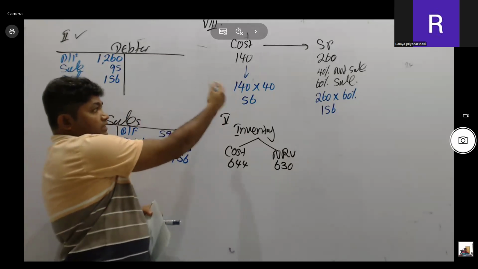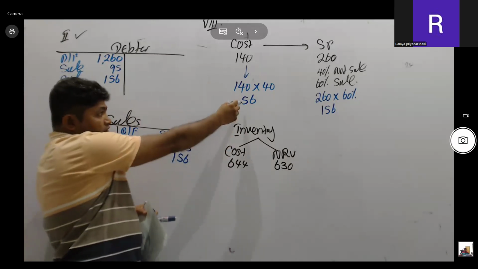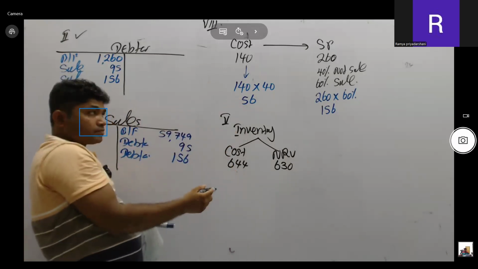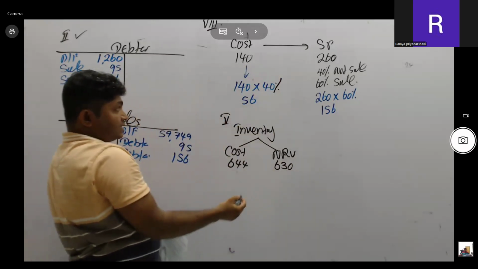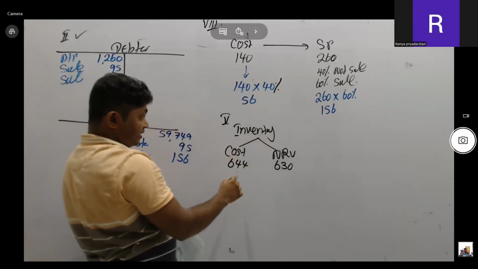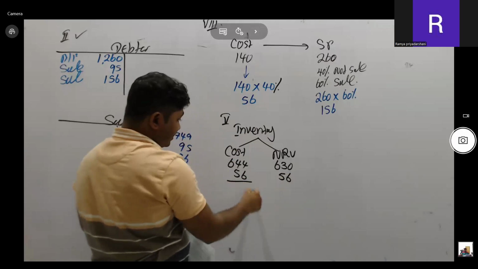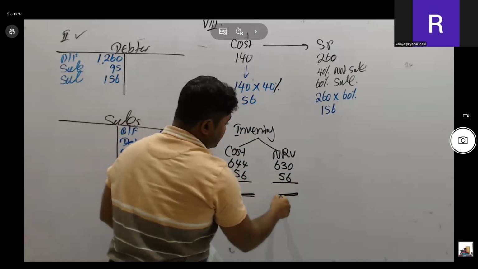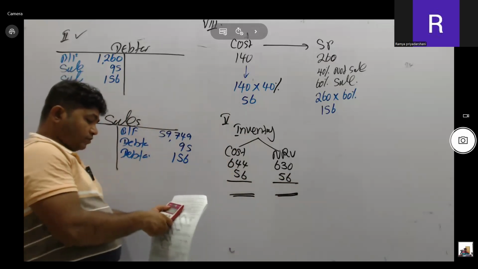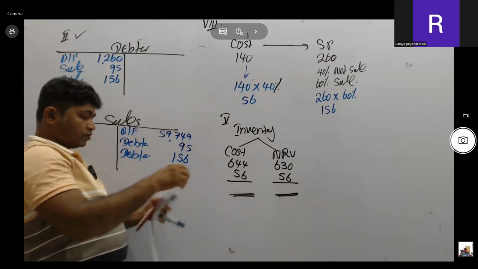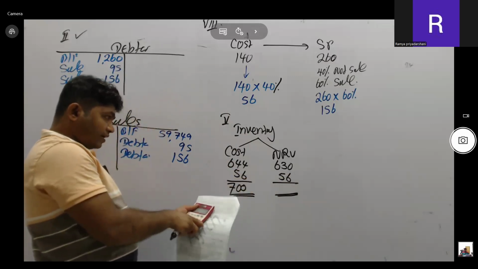Think of goods sent to the other business on sales or return basis. If those are not sold, their cost value also should be considered as inventory. Based on cost value 40%, the 40% not sold, its cost value should be considered as inventory. Therefore, 56 should be added to both cost and net realizable value. Therefore, this is the value that should be considered as inventory. Therefore, calculate total cost value. Cost of inventory equals 700 and total net realizable value 686.